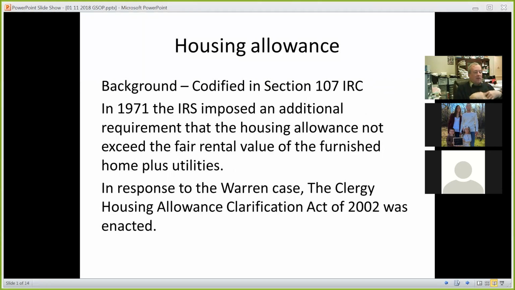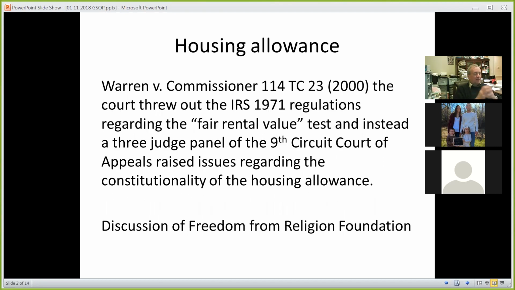All right. The housing allowance is found in Section 107 of the Internal Revenue Code. In 1971, the IRS, absent any action from Congress, imposed an additional requirement that the housing allowance not exceed the fair rental value of the furnished home plus utilities. And in response to the Warren case, and we'll see a few details of it in a moment, the Clergy Housing Allowance Clarification Act of 2002 was enacted.